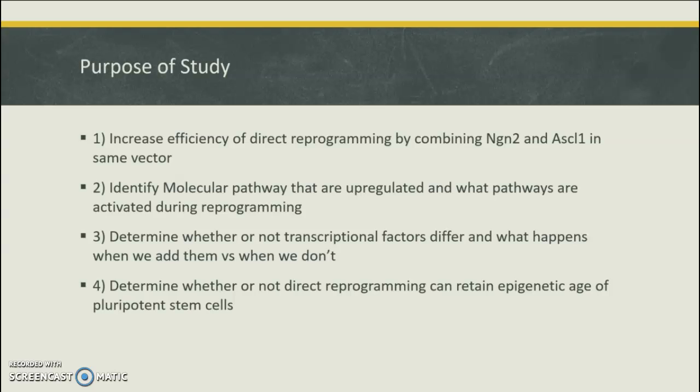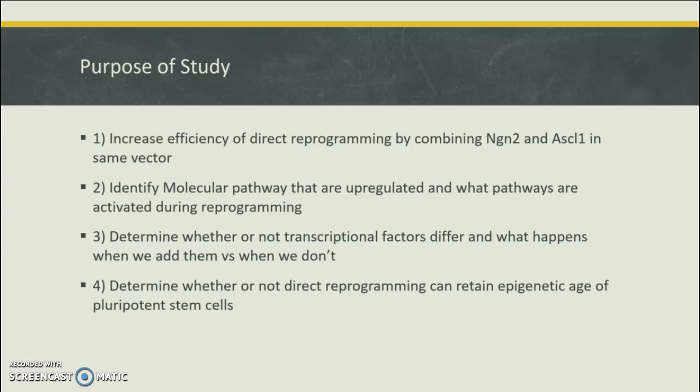So now I want to discuss the purpose of this study. There are four main purposes that I found while reading this article. The first is to increase the efficiency of direct reprogramming by combining two transcriptional factors, NGN2 and ASCL1, in the same vector. The second one is identifying molecular pathways that are upregulated and what pathways are activated during reprogramming.